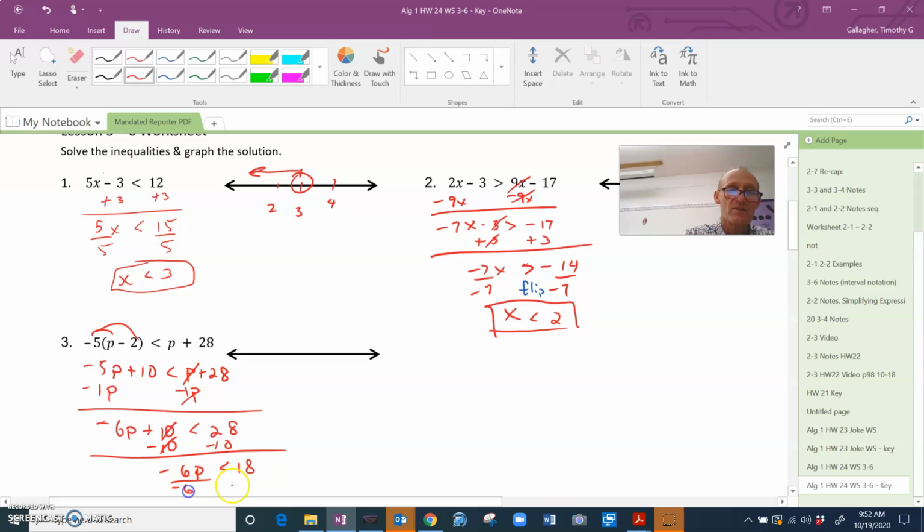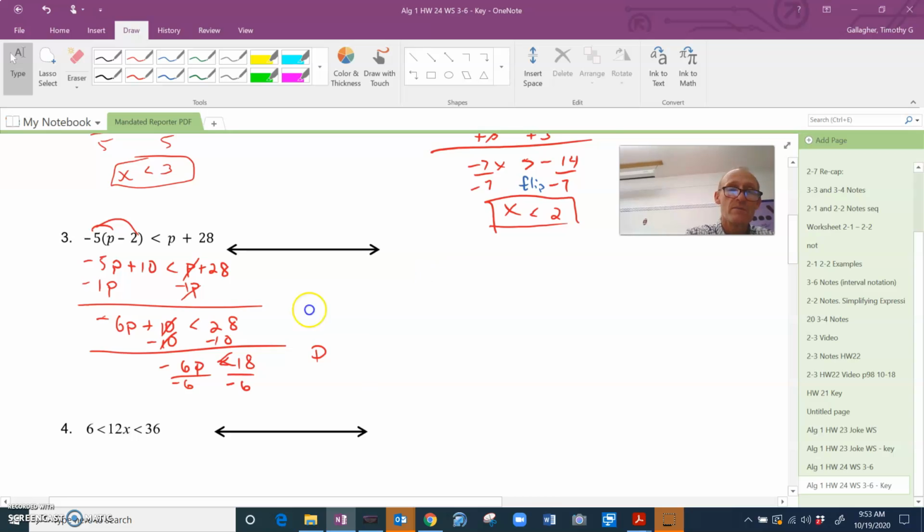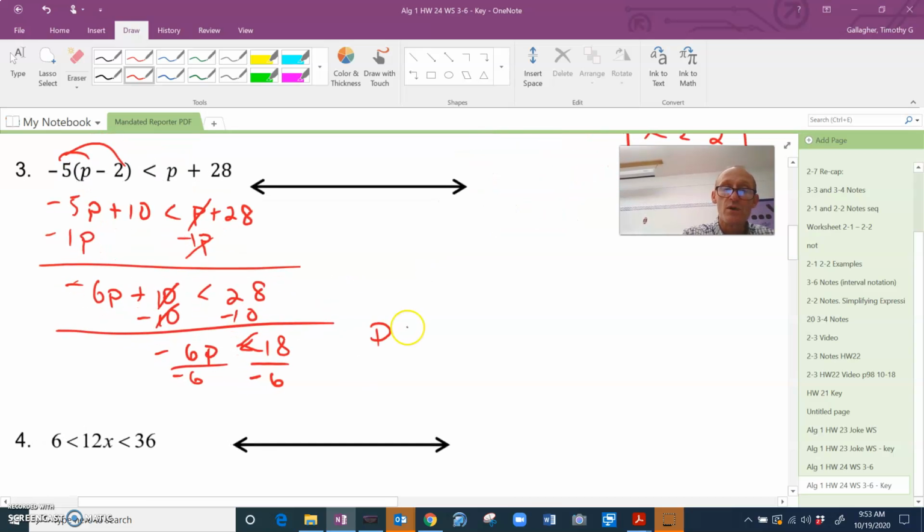Divide by negative 6. And another time I divided by a negative, so I've got to flip this sign to not pointing towards the p but away because it's flipped. Because I need to flip it to hold its trueness. And I get negative 3. All right, so p greater than negative 3.